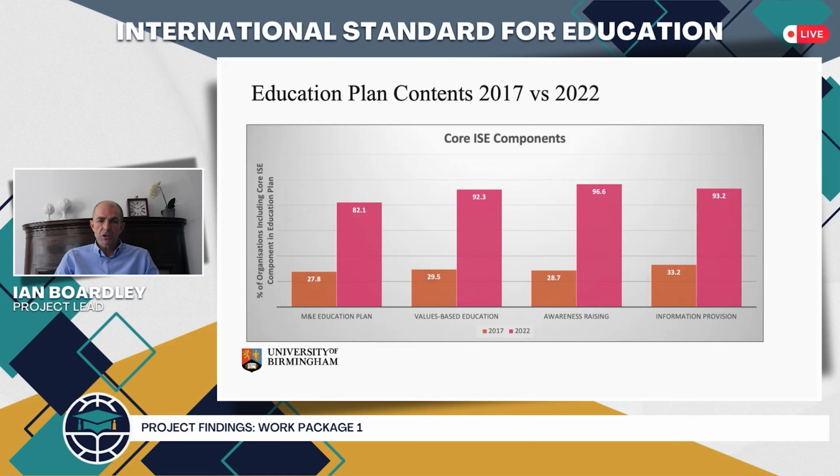So that's in terms of monitoring and evaluation of the education plan, increasing from 27.8% all the way up to 82%. And we're seeing similar increases for the delivery of other forms of education delivery. So beyond anti-doping education, when we're looking at values-based awareness raising and information provision, having the ISE, the requirement to cover those other aspects of anti-doping and clean sport education, has really helped facilitate an increase in those components being addressed.